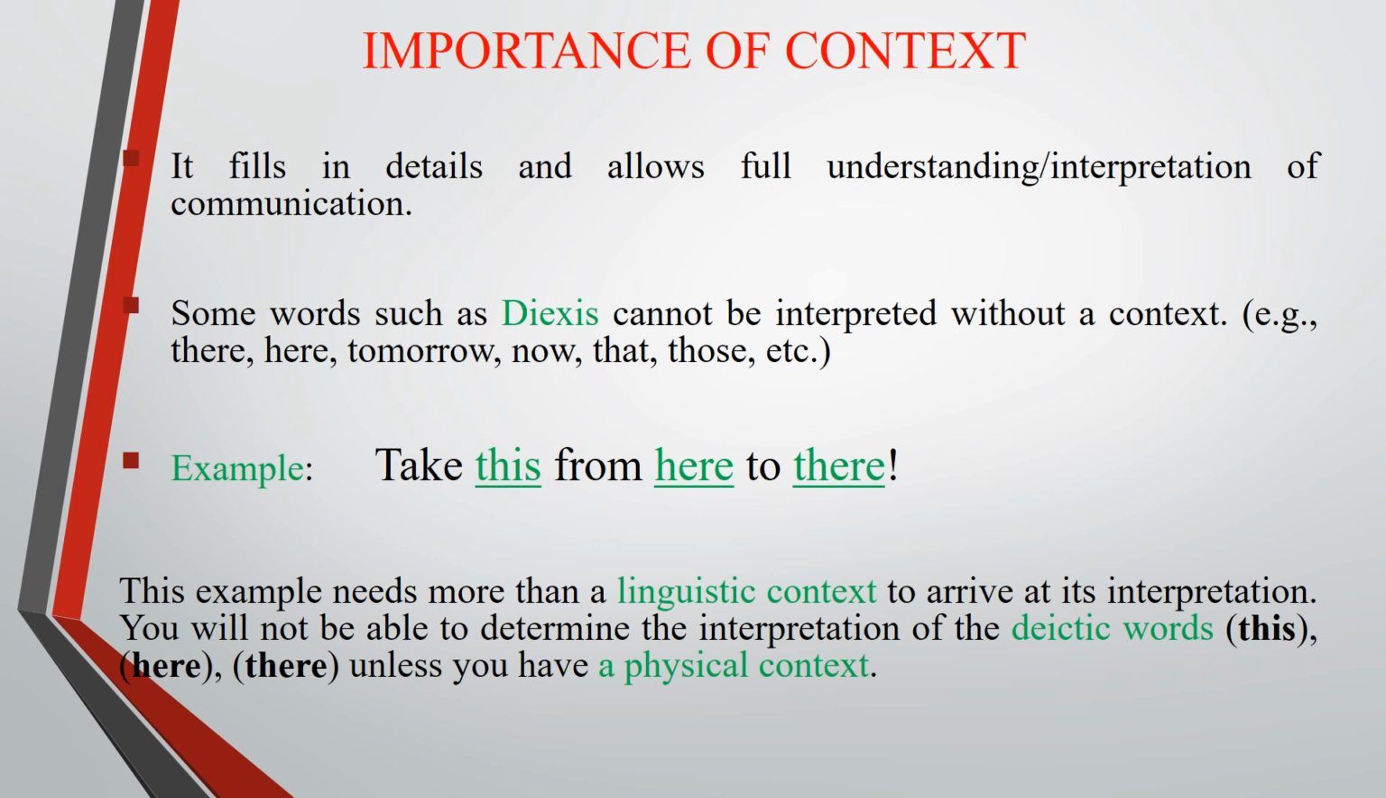Some words, such as deixis, cannot be interpreted without a context. For example, words like there, here, tomorrow, now, that, and those. For example, if someone says to you, "Take this from here to there," you will not be able to understand the meaning of this, here, and there unless you have the context. This example needs more than a linguistic context to arrive at its interpretation. You will not be able to determine the interpretation of the deictic words this, here, and there unless you have a physical context.